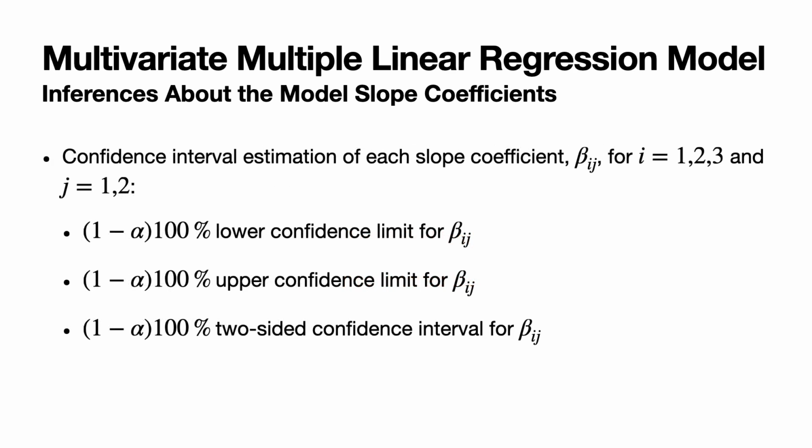In addition, we could construct confidence interval estimates for the various slope coefficients. And so we could construct a lower confidence limit for the slope coefficients. We could construct upper confidence limits alone, or we could construct two-sided confidence intervals for the slope coefficients.